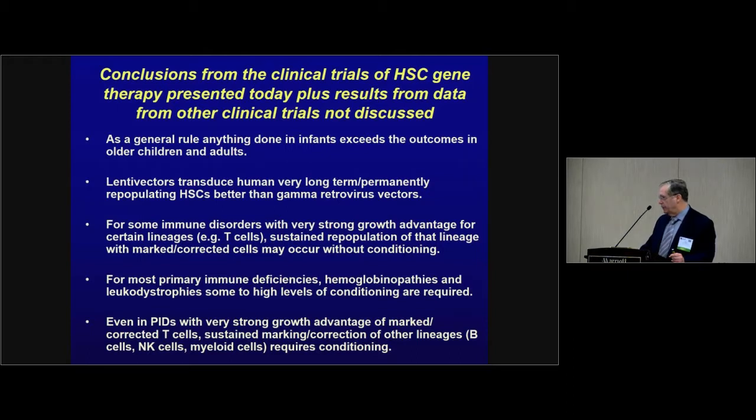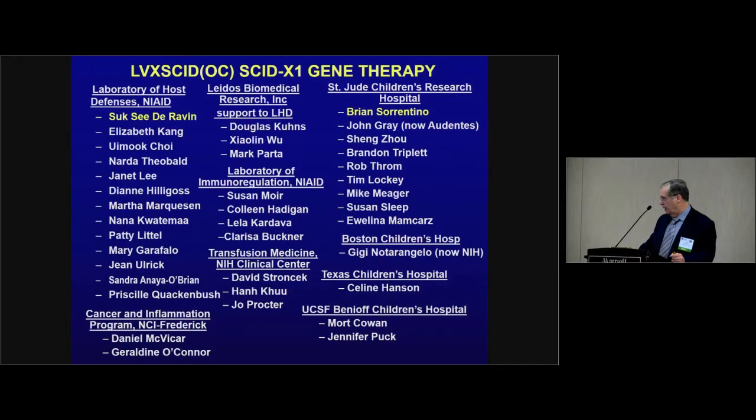For some immune disorders with very strong growth advantage for certain lineages, such as our older patients, such as the infants, sustained repopulation of that lineage may occur without conditioning. But for primary immune deficiencies, hemoglobinopathies, and leukodystrophies, some to high levels of conditioning are required. And even in PIDs with very strong growth advantage, such as our older patients with XSCID, sustained marking and correction of other lineages requires conditioning.